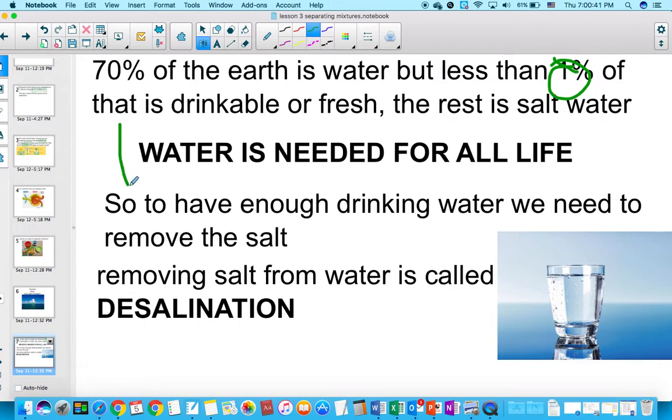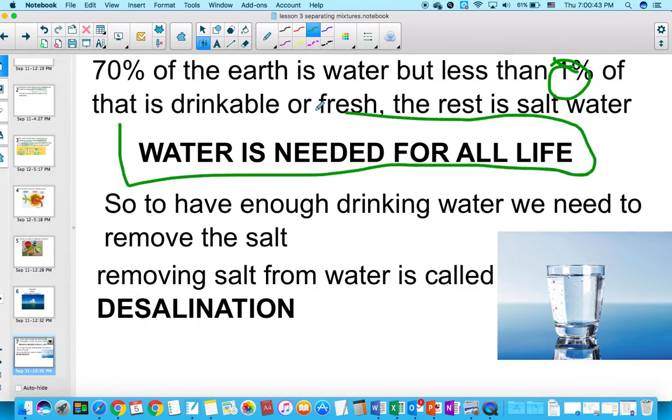Again, water is needed for all life, including ours, especially ours. So to have enough drinking water, we need to remove that salt. We need to take the homogeneous mixture, that is salt water, and separate the salt from it. When you remove salt from water, it is called desalination.